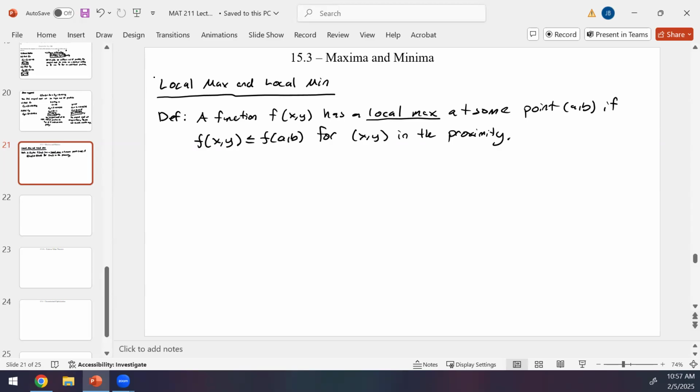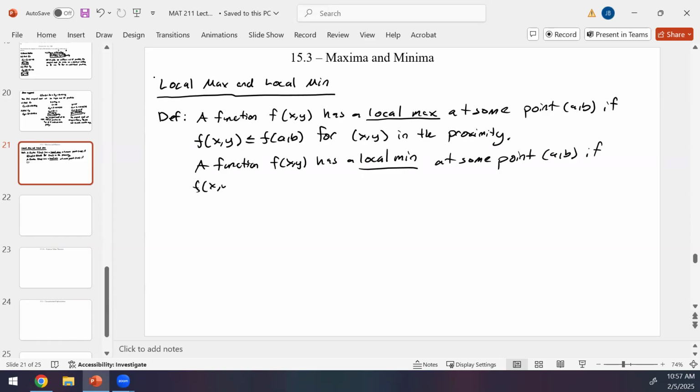And then a local minimum is just reversing that. So a function f of x comma y has a local min at some point a comma b if f of x comma y is greater than that point that you pick for really any value in the proximity.